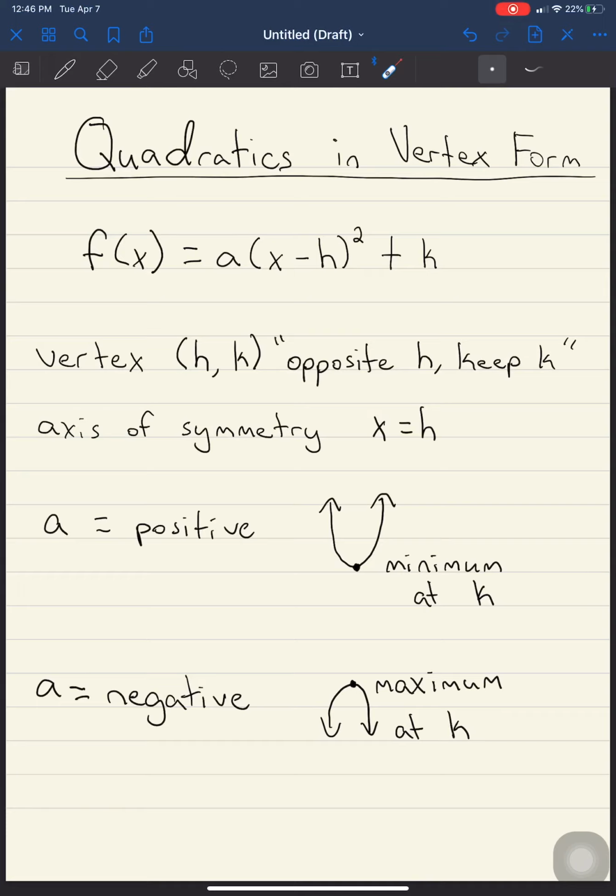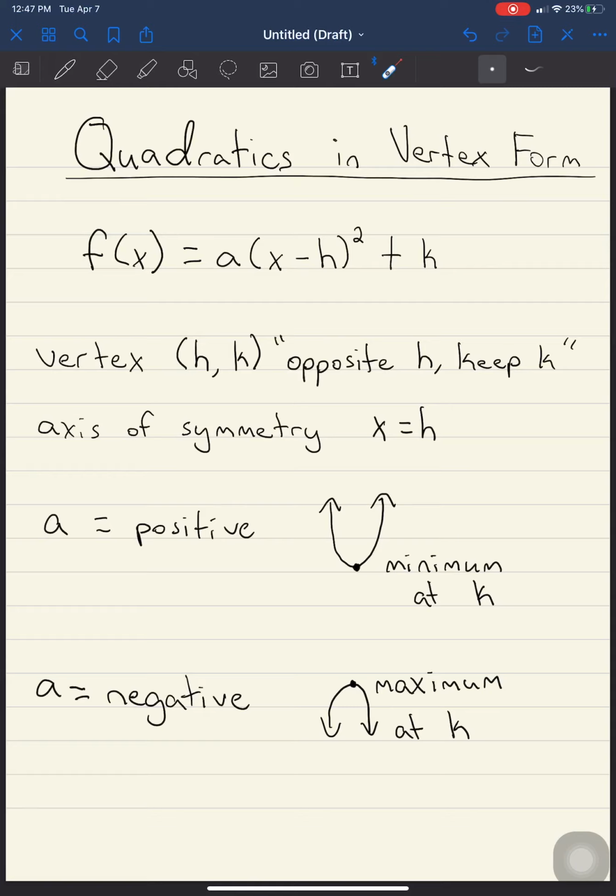So there are a few important pieces that we need to know before we can graph our quadratic. The first part is our vertex. And the vertex is made up of our h and our k. And our little saying that we had was opposite h, keep the k. So if this h was a negative number, it's going to become a positive. And if this h was a positive number, it's going to become a negative number.